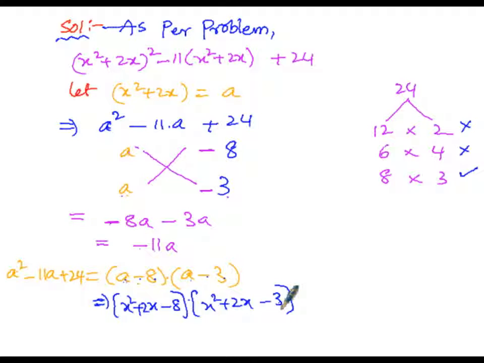Then now the factors will be of x square plus 2x minus 8 and x square plus 2x minus 3. So now we factorize further.